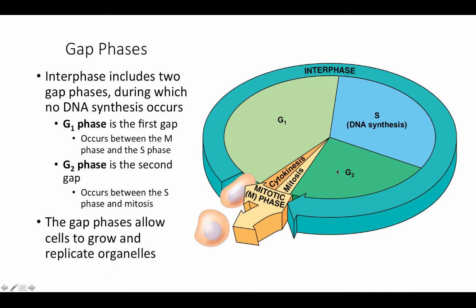And during these gap phases, the cells are growing, and they're also replicating their organelles so that when they do undergo cytokinesis, there's a full complement of organelles in each of those daughter cells. They're ready to function normally.